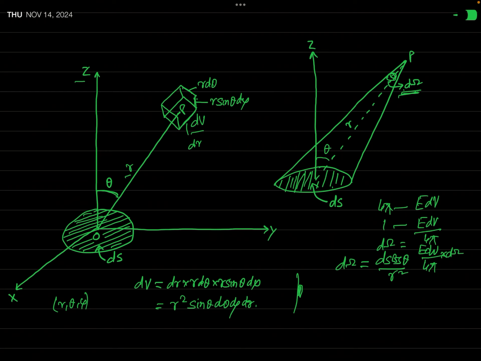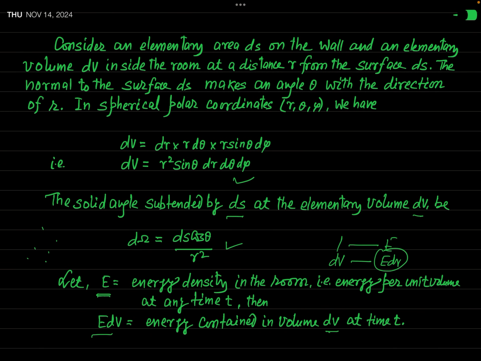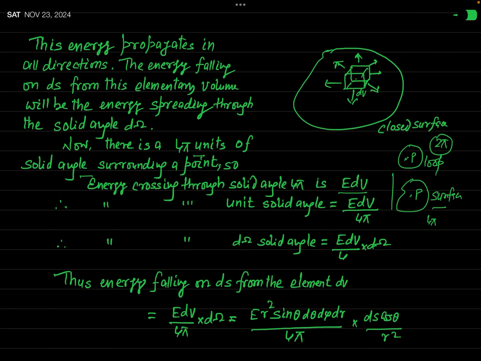But the energy emitted through the solid angle d omega will fall on the surface ds. So the energy falling on surface ds and the energy emitting through solid angle d omega are both equal. Okay? And that will be equal to E dV divided by 4 pi times d omega. So I have made such a calculation here. You can see the energy crossing through solid angle 4 pi is E dV. Okay? Is it clear? And so the energy crossing through unit solid angle will be E dV by 4 pi. And therefore the energy crossing through d omega solid angle will be E dV by 4 pi times d omega.